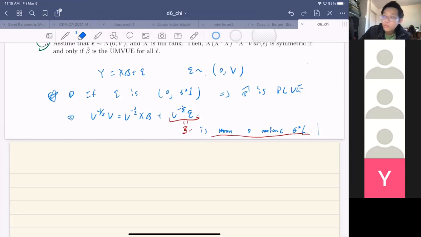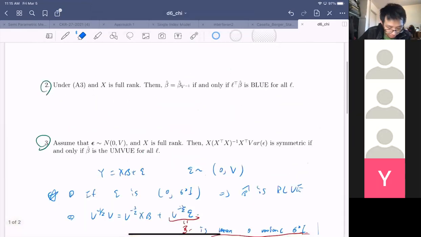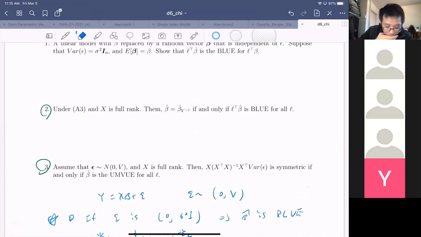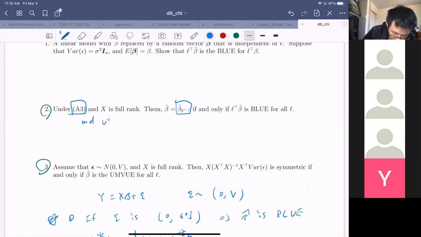So for problem 2, we know that beta hat sub V inverse, the weighted least squares estimator, is always the BLUE, right? That's always true. The weighted least squares estimator is always the BLUE, right? Yes, under assumption A3, it's BLUE. And the V inverse should be known.